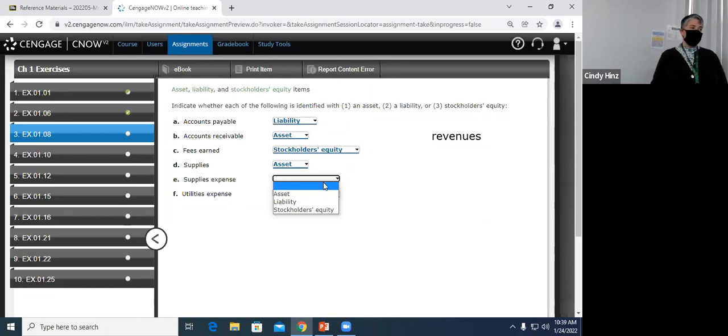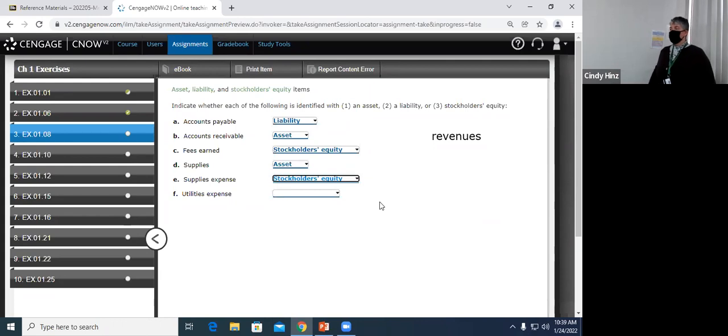And if you look at that expanded accounting equation, you'll see expenses as part of stockholders' equity. The more we spend to run the business, the less we have left inside the business. Anytime you see a revenue or an expense, those are going to be part of stockholders' equity. We're going to stop there for today as we are about to run out of time.